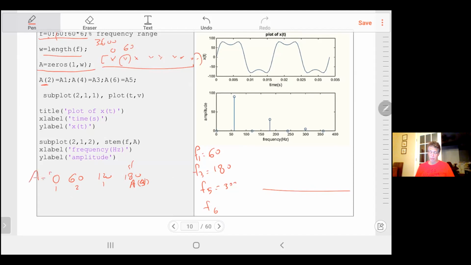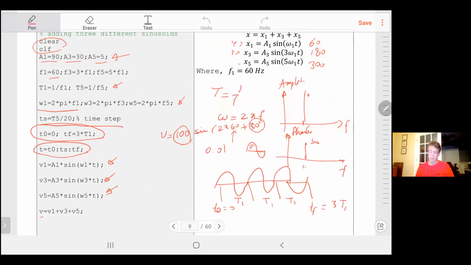That's row vector A. And what are we going to put here? What information? The amplitude of the component that has frequency equal to 180, which is the third harmonic. What is the amplitude? It's A3. And it's given. A3 is given here, equal to 30.